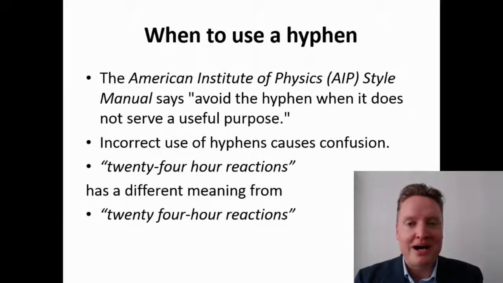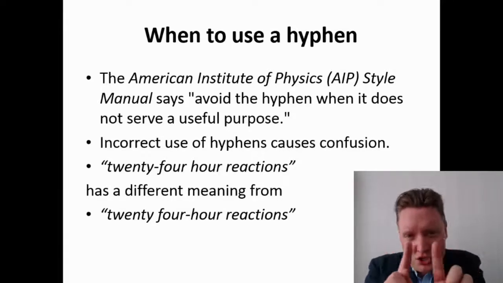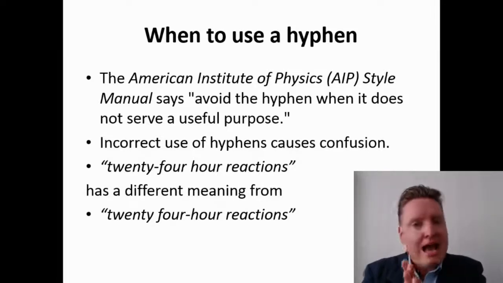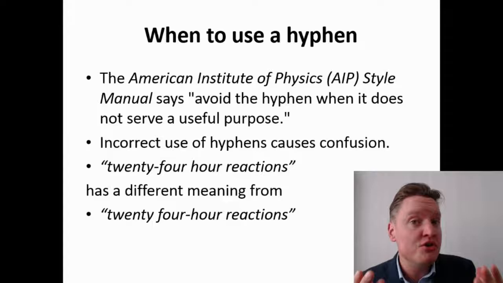Today, I want to talk about the hyphen. Now, previously, I talked about the en dash, which is the middle one, and the em dash, the really long line. The hyphen is the shortest line that we use when we are writing our papers. And a hyphen is used to connect words together and often to avoid confusion.